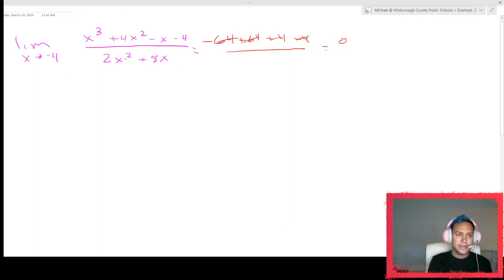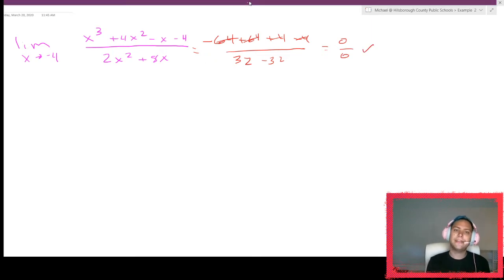Down here, -4 squared is 16. 16 times 2 is 32. And then -4 times 8 is -32. Those cancel each other out. So again, I get 0 over 0. So it is an indeterminate form, so I can factor it.